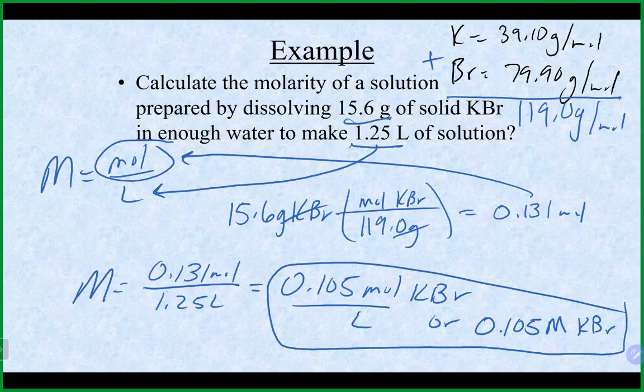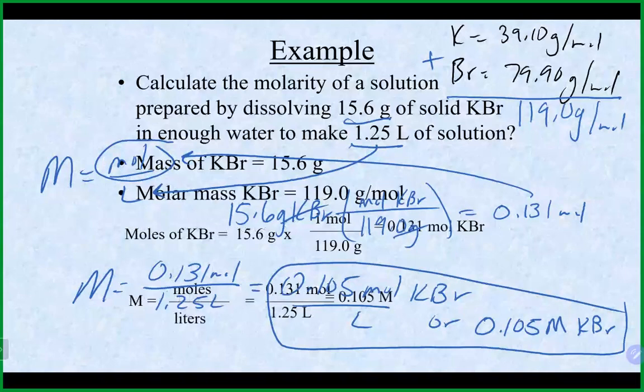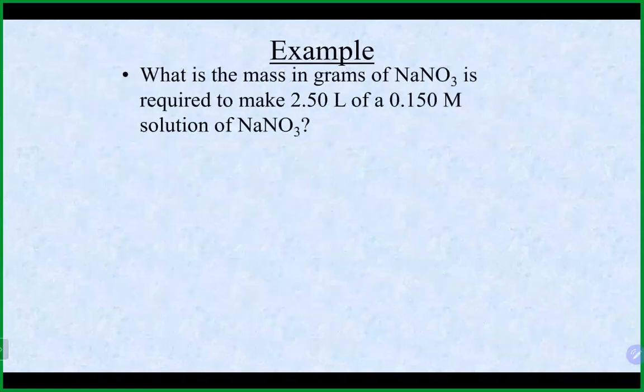Okay, let's take a look at one. We're going to skip a couple of the examples, we'll come back to those, but we're going to do, I think, this one next. Let's do this example here. We want to know what is the mass in grams of sodium nitrate that's needed to make 2.5 liters of a 0.15 molar solution. So figure out how many grams you need.